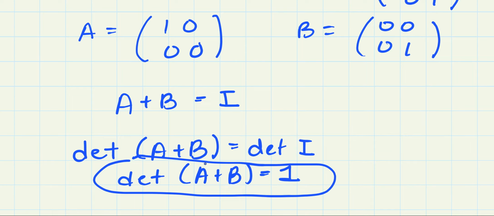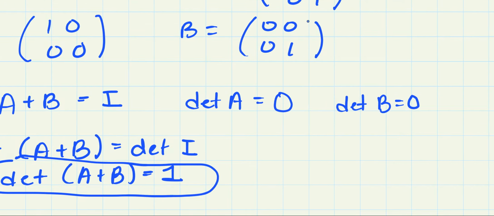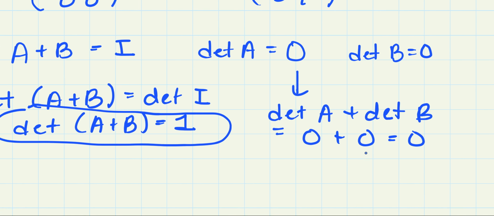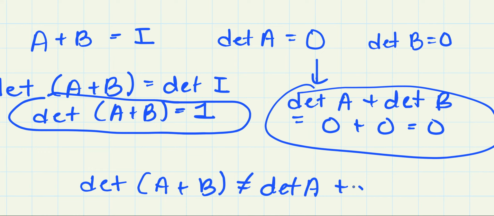Now, let's see if the determinant of A plus the determinant of B is equal to 1. The determinant of A is 1 times 0 minus 0 times 0. That's 0. The determinant of B is also 0 times 1 minus 0. And that shows us that the determinant of A plus the determinant of B is 0 plus 0, which is 0. So we can see that the determinant of A plus B is not equal to the determinant of A plus the determinant of B.